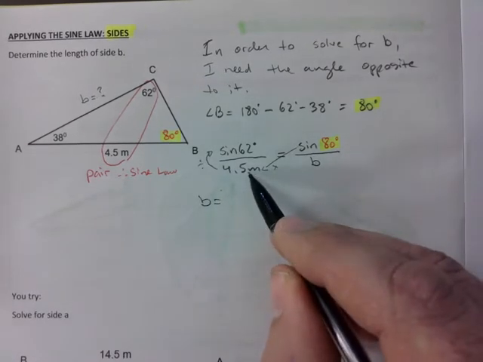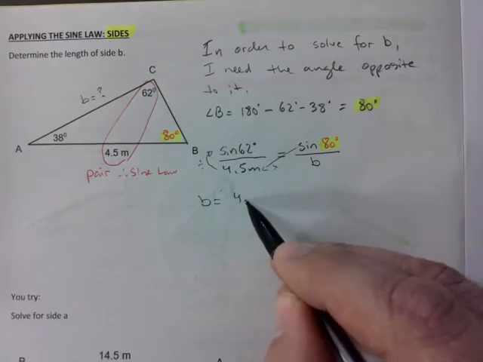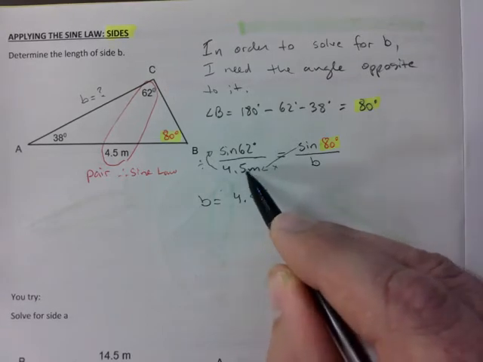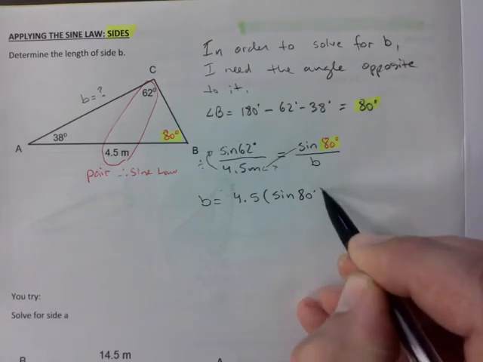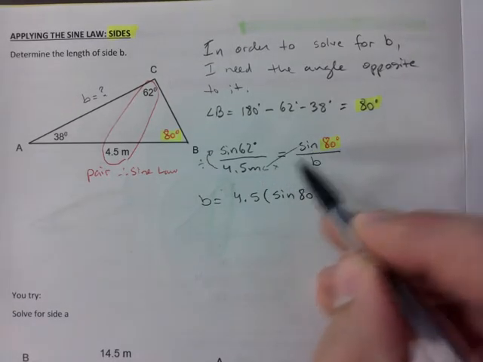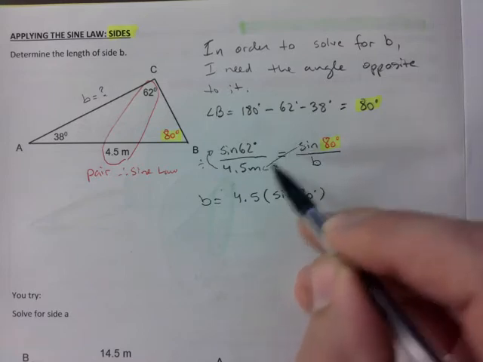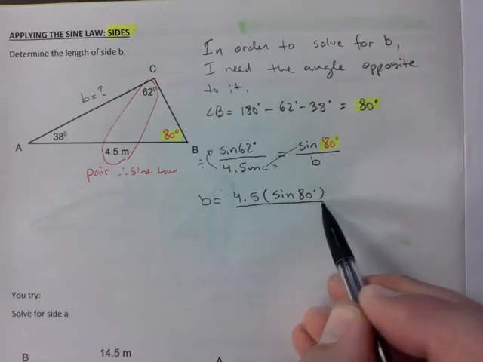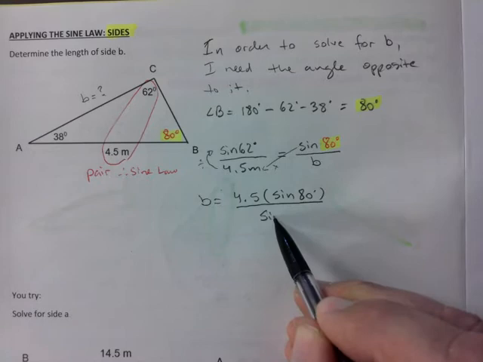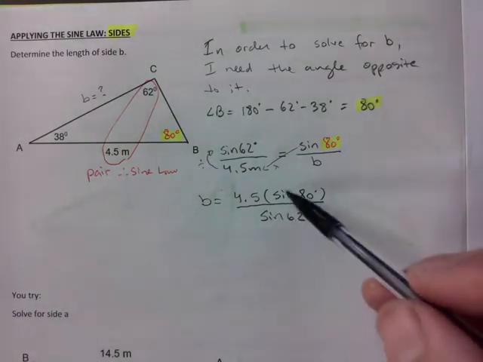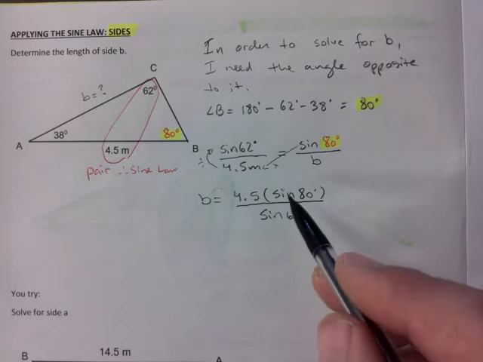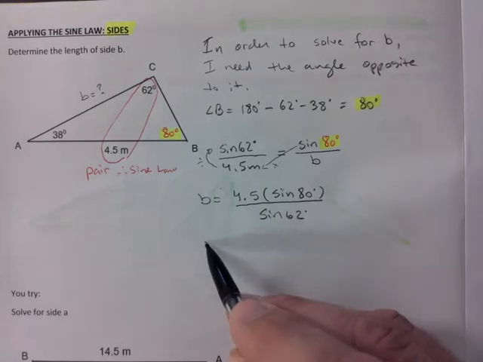So watch what I do. Just to avoid the calculator making a mistake, I actually take this number and then I multiply it by sine of 80. As long as you're multiplying them, 2 times 3 and 3 times 2 is the same thing. Divided by sine of 62. And you should know that all the sines together with an angle is really a number. It is a decimal, right? So don't fear that. I like to keep it like that, so we use all decimals.